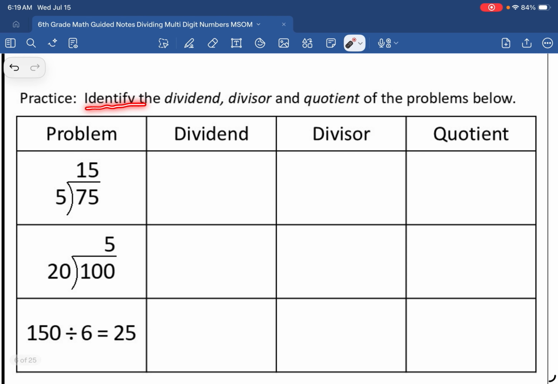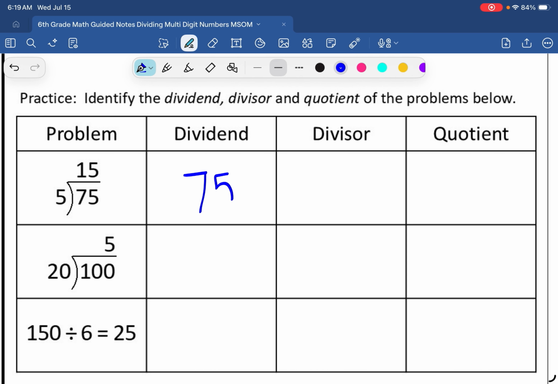Practice. Identify the dividend, divisor, and quotient of the problems below. So I have 75 divided by 5 equals 15. My dividend is 75. That's what I'm dividing into. I'm dividing it by 5, my divisor, and my quotient, or my answer, is 15.